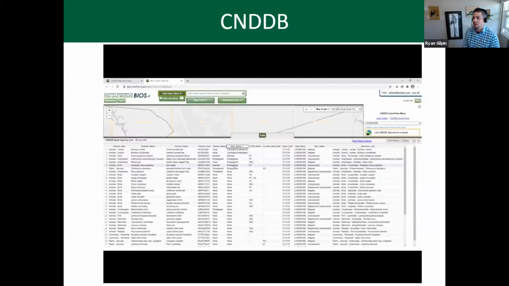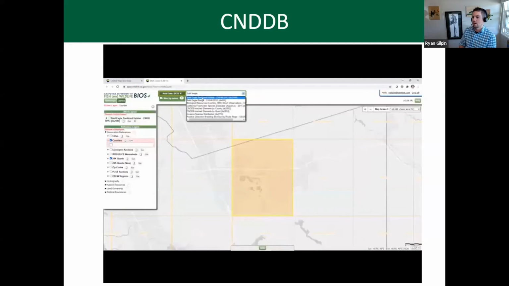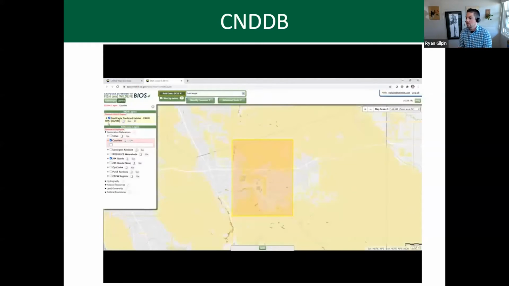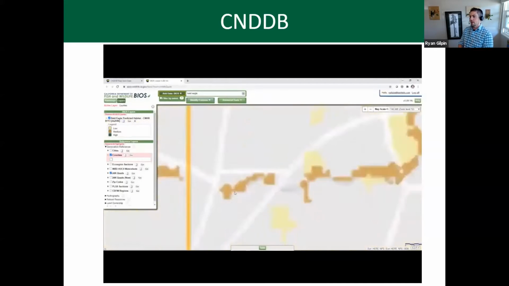I'm just going to go through the list slowly and see what catches my eye. And the first thing that caught my eye is bald eagle. Bald eagle's on the state endangered list. And so when we type in bald eagle in the top part here, it gives us a couple of options. The one that I want to look at is predicted habitat of the bald eagle.